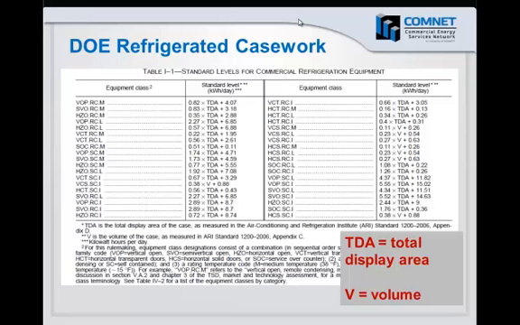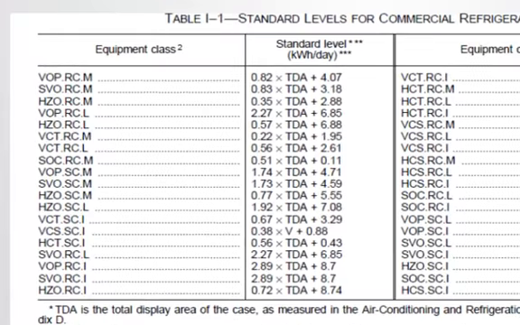Then there's the DOE refrigerated casework table, which is included, and these also provide defaults for the rated building, and they're specified as the input values for the baseline building. There's a lot of codes here, which you have to look down below. HZO, for instance, is a horizontal open refrigerated case. VOP is a vertical open refrigeration case.